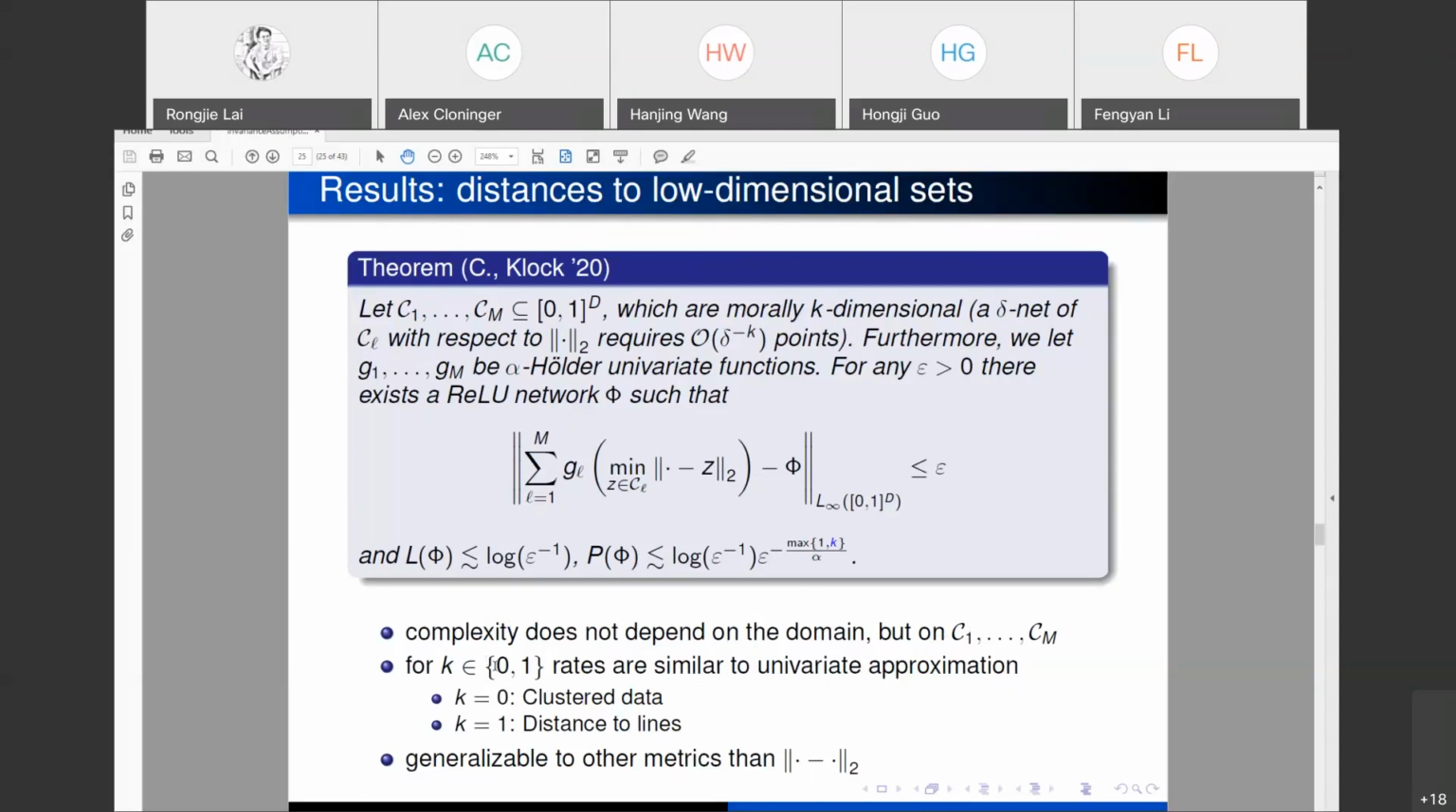So for example, if k equals 0, if I have just two clusters, and I'm just saying I classify a new point based off of how close it is to either this centroid or this centroid, that's the k equals 0 case. The k equals 1 case is how close is it to this line or this line. In that case, the complexity of the network only has to be univariate. That's about the best you can do, right? Your network doesn't have to be large at all.